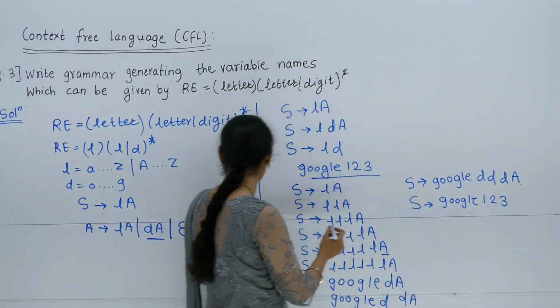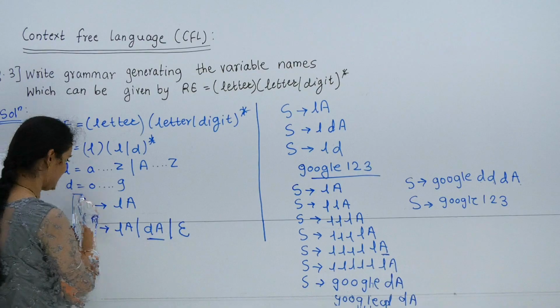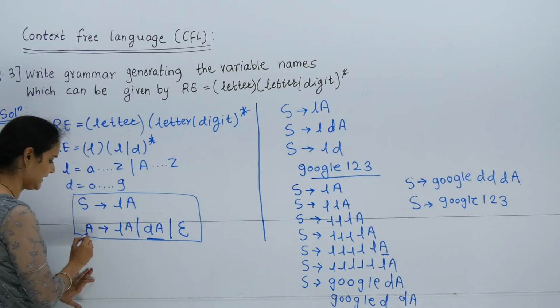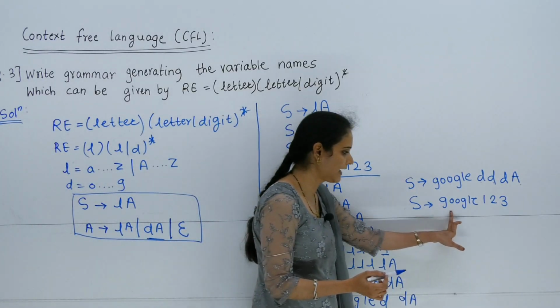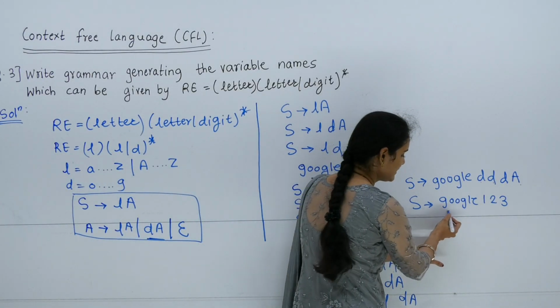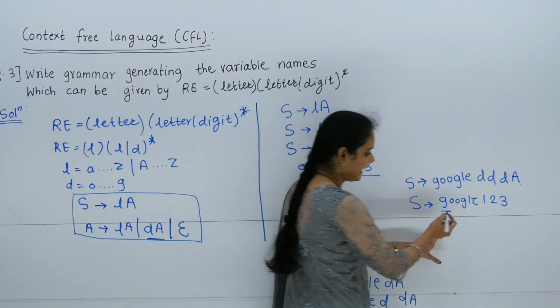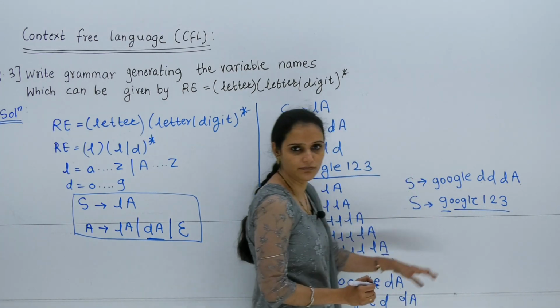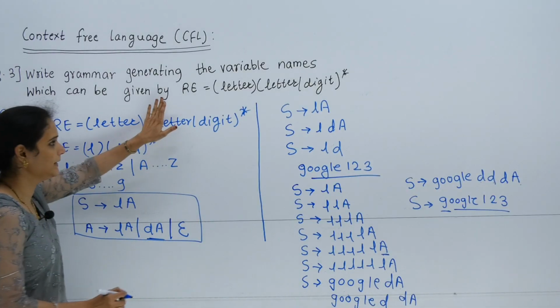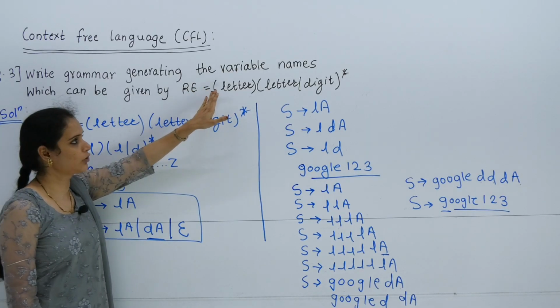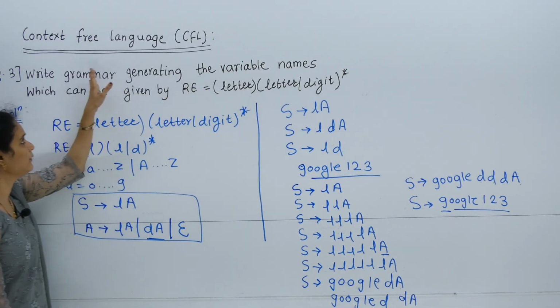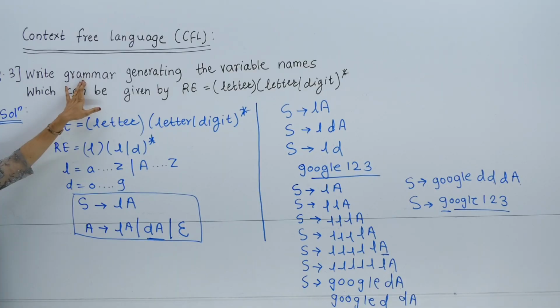Therefore, by using these production rules, S produces LA and A produces LA or DA or null, we have derived that particular string which started with a letter and is followed by any combination of letters and digits. It is a very important example in which a regular expression is given and from that regular expression we have derived the grammar of that language. So students, that is part of the context free language.